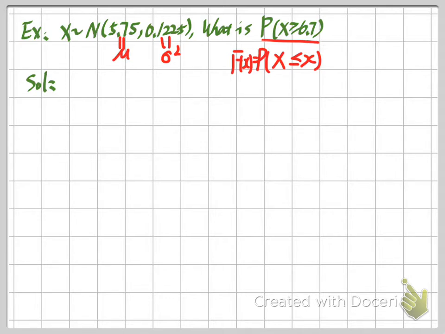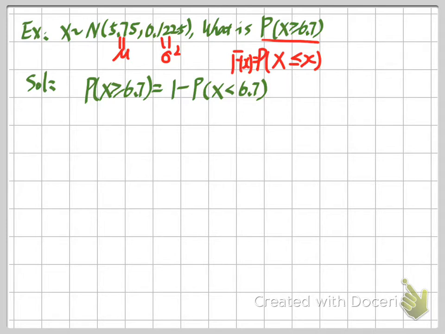So that's why the first step, instead of rewriting this normal random variable to a standard normal random variable, what we should do is first rewrite our probability to a smaller or equal to expression. By the axiom of probability, this is equal to 1 minus the probability of x smaller than 6.7.